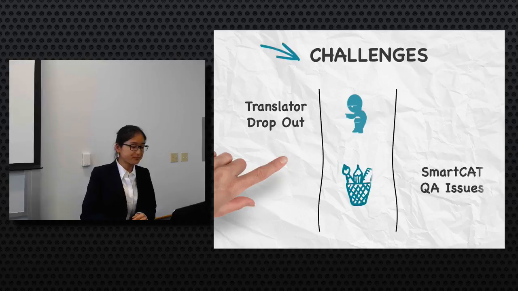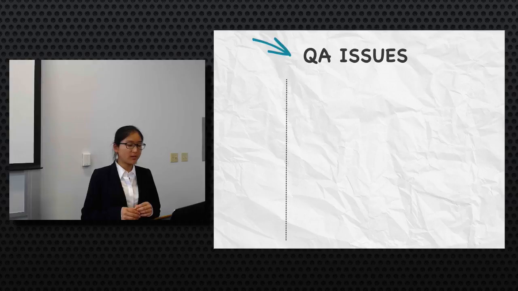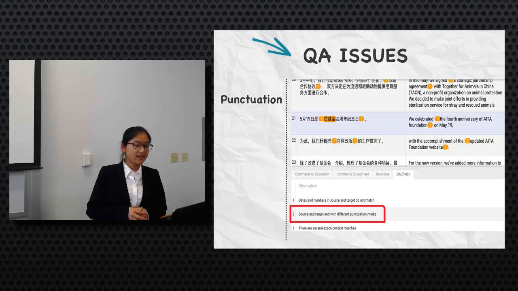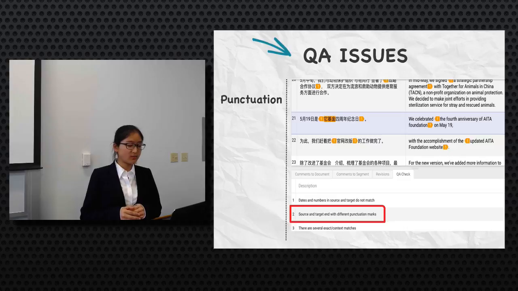And next is SmartCat's QA issue, and let me elaborate on that. SmartCat has the basic QA check, but sometimes it reported mistakes which should not be mistakes. First is the punctuation. This is a result of our translator's translation strategy. They combine two English sentences into one Chinese sentence during their translation. But SmartCat reported that the source and target end with different punctuation marks. This should not be a QA issue.